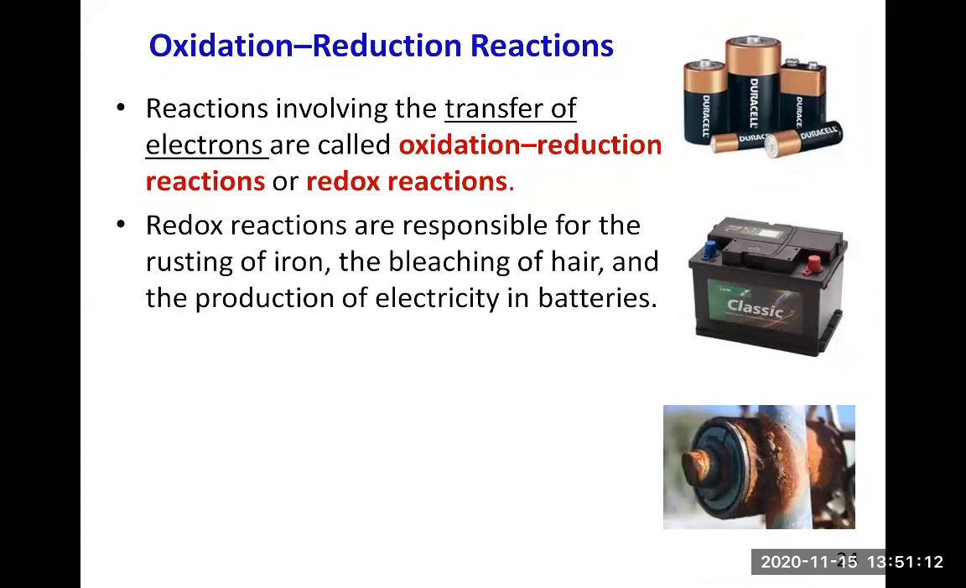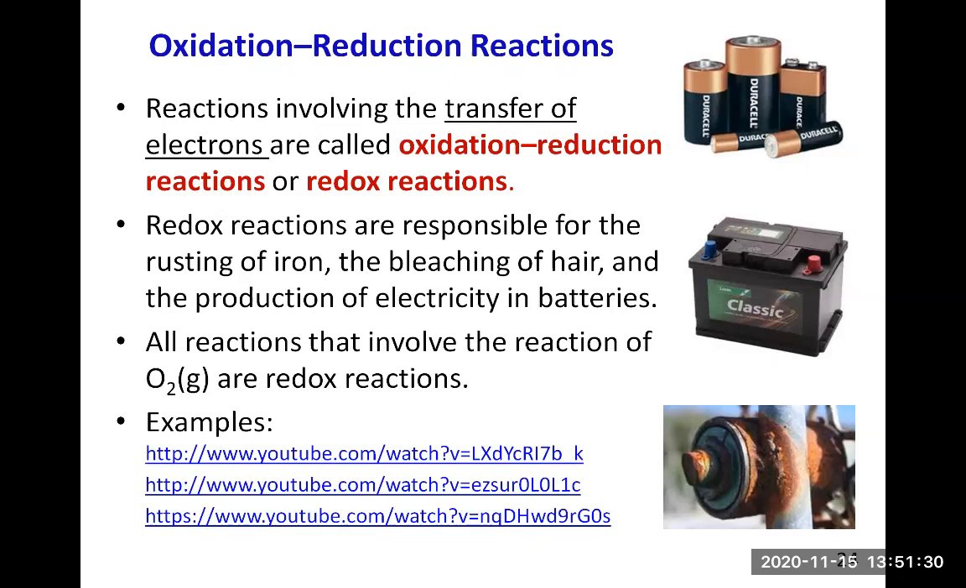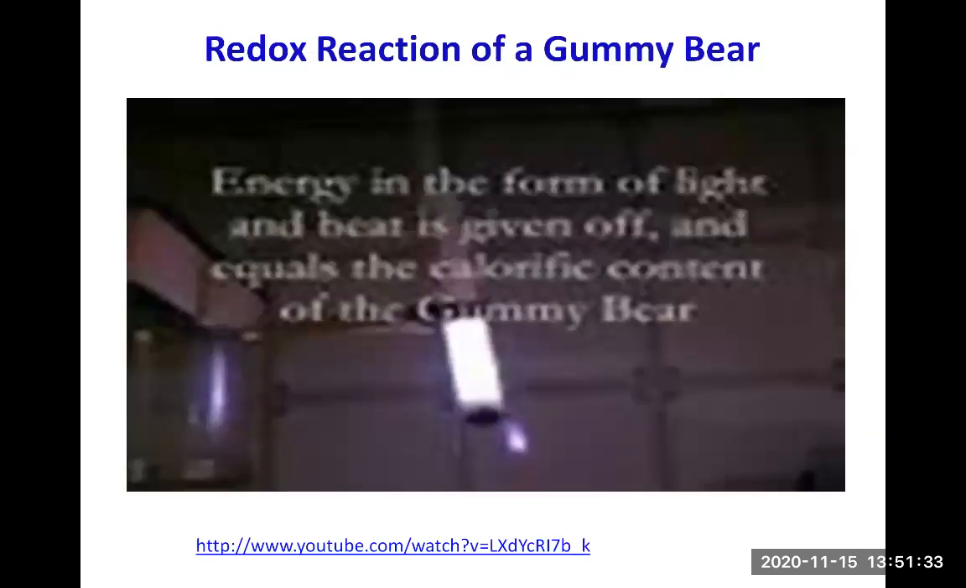Redox reactions are responsible for the rusting of iron, the bleaching of hair, or the production of electricity in batteries. All reactions that involve the reaction of oxygen are also redox reactions. So let's look at some fun examples to watch. We'll look at those one by one. And the first one is the reaction of a gummy bear.